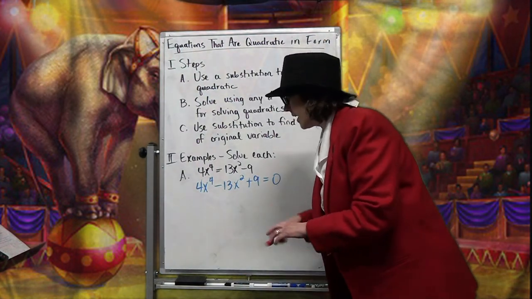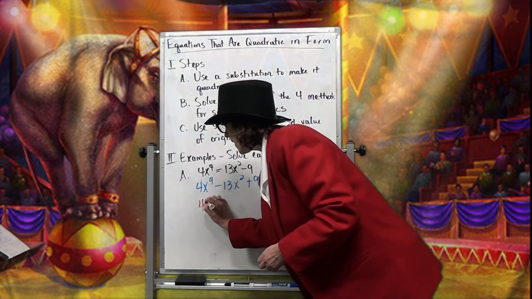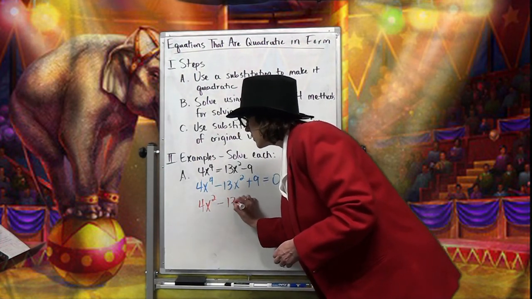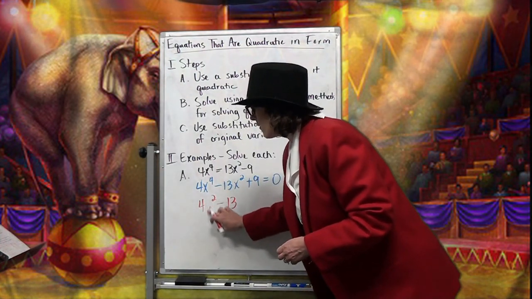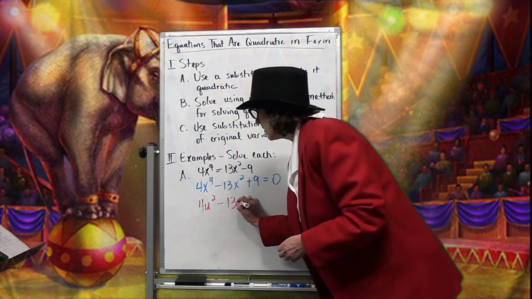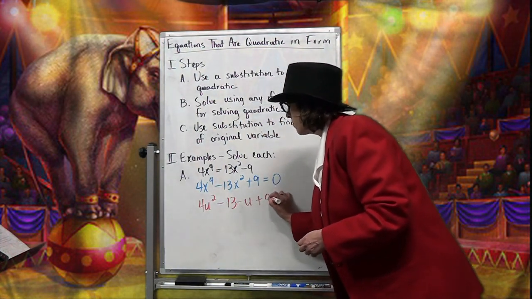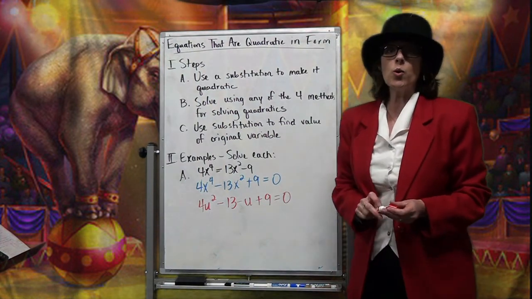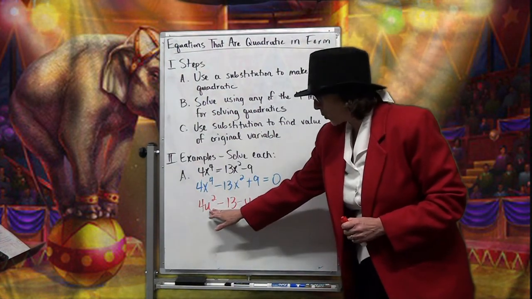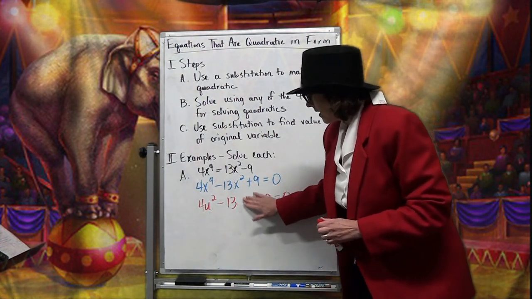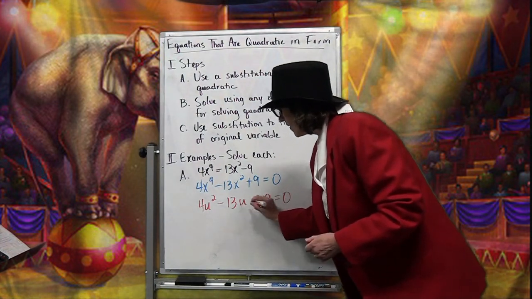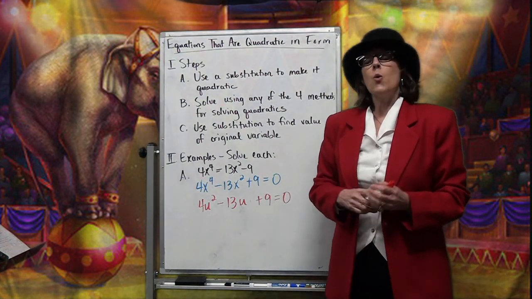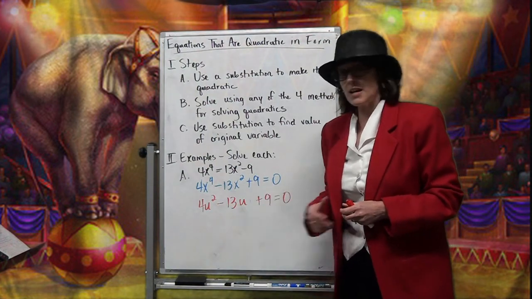It would look like 4u squared minus 13u plus 9. That's what a real quadratic would look like: squared here, a first power term right here, and a constant there in the back. What makes it quadratic is having that second power.